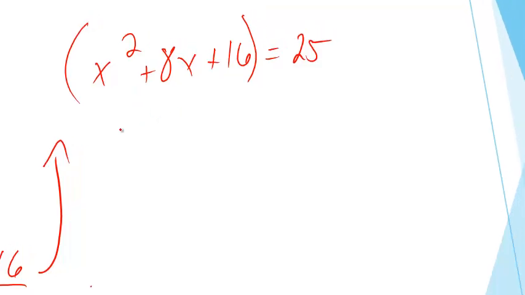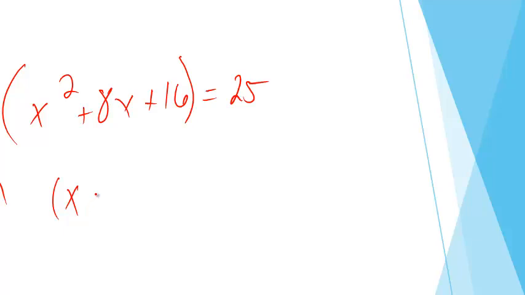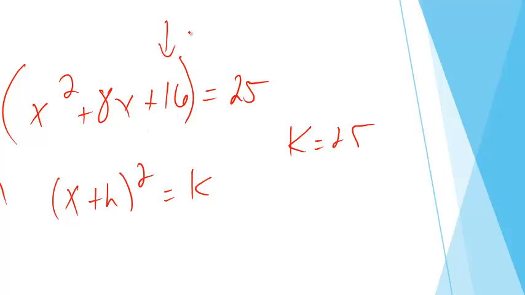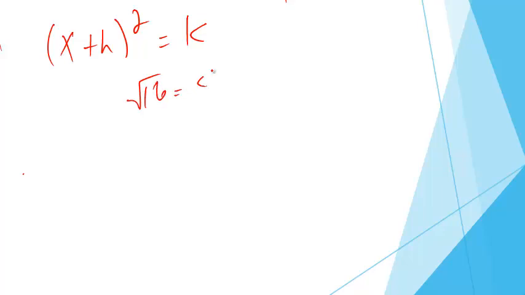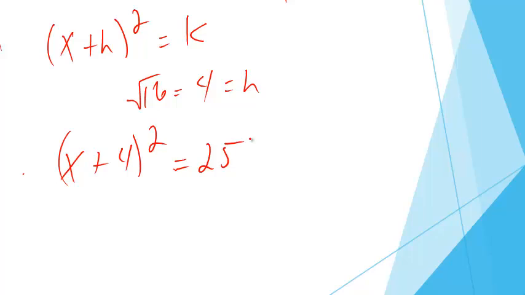Remember that we're going to need to have x plus h squared equals k. K already equals 25. So what does h equal? If you remember correctly from the previous pages, this right here is going to be h squared. So we're just going to take the square root of 16. The square root of 16 is going to equal 4. So that equals h.